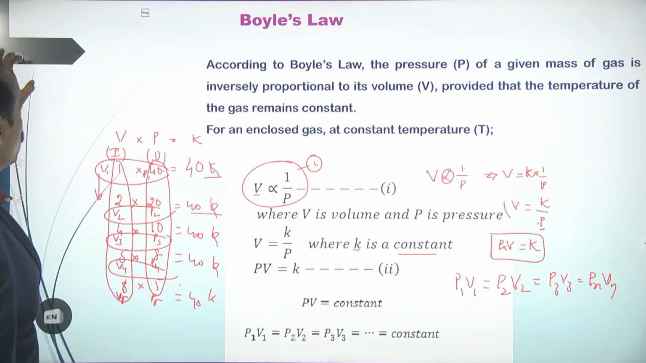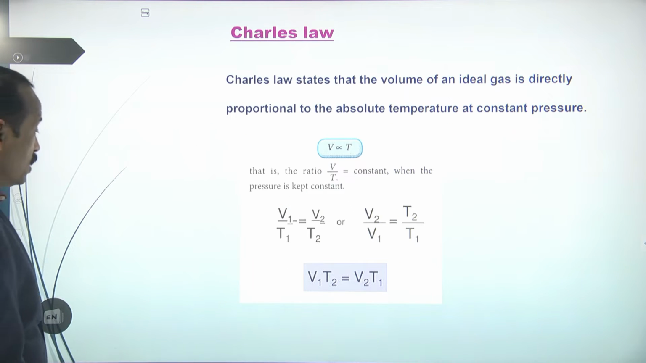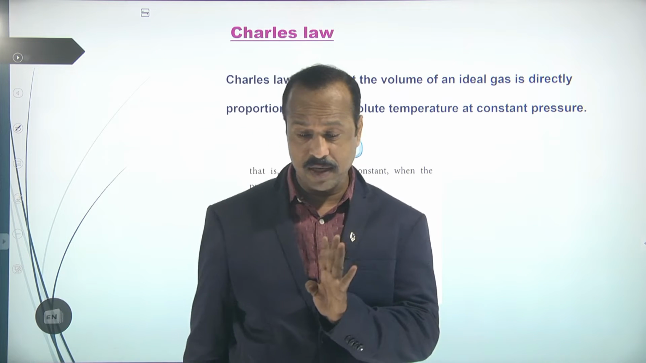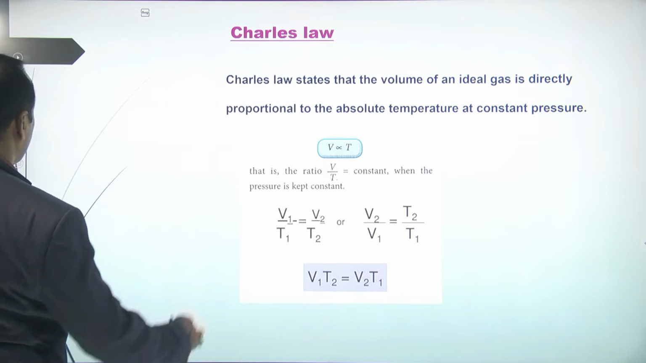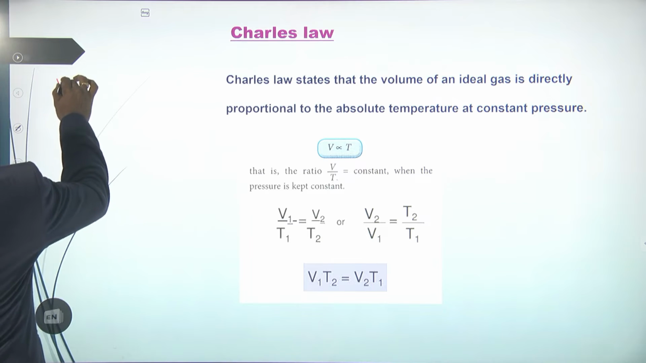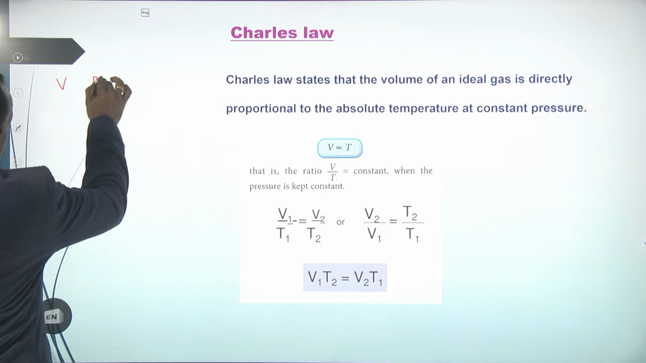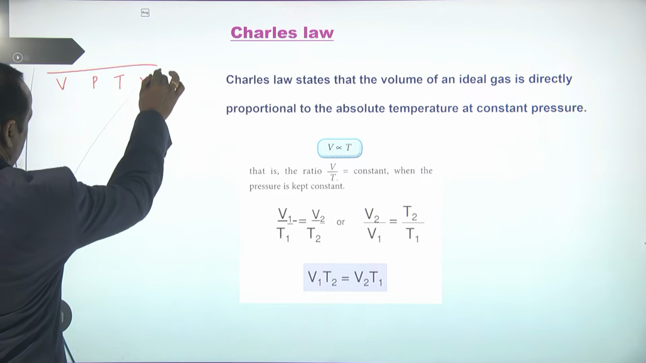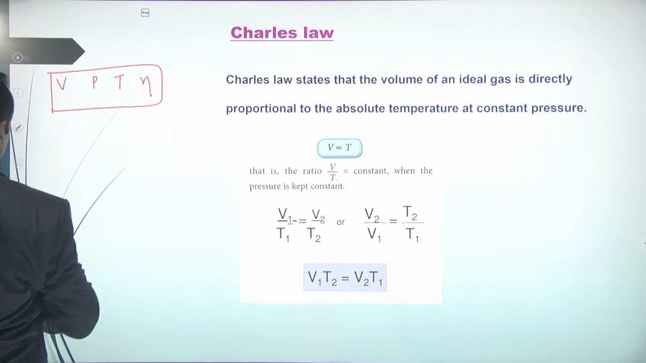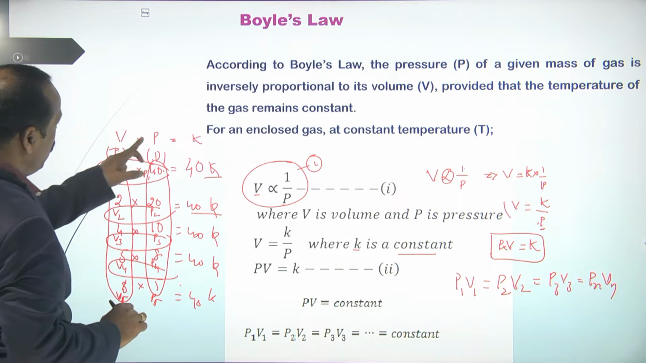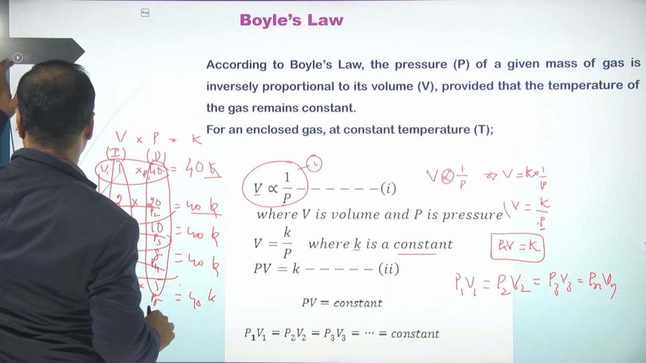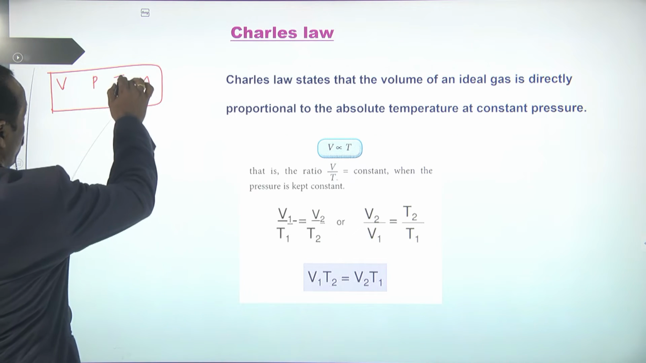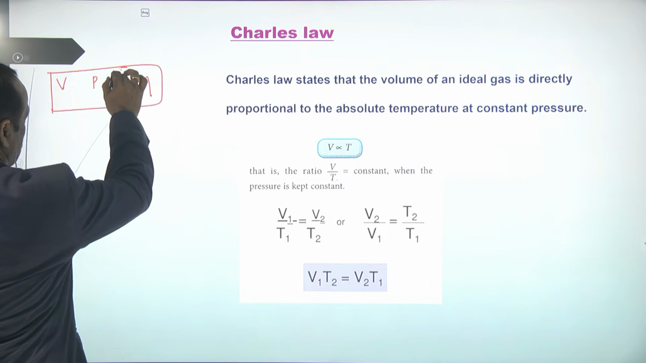Now go to Charles' law. So here we have taken a total of 4 things. One is volume, one is pressure, one is temperature, one is number of moles. These 4 things only we have taken. Even in the last slide, V and P, where temperature is kept constant. In Boyle's law, we kept T constant. Of course, N is also constant.